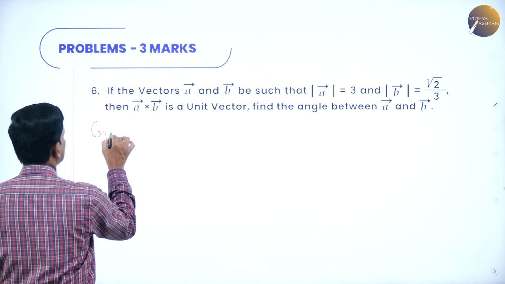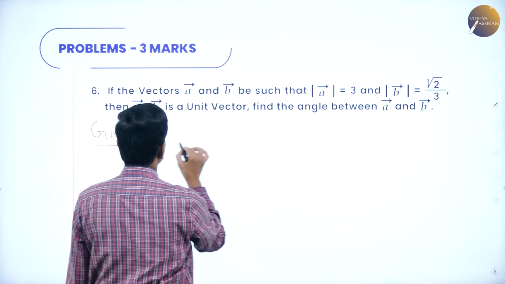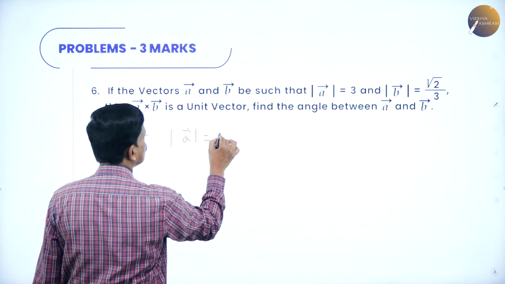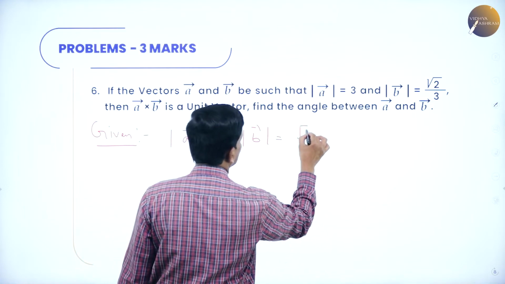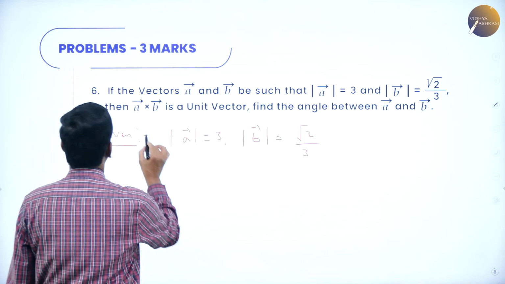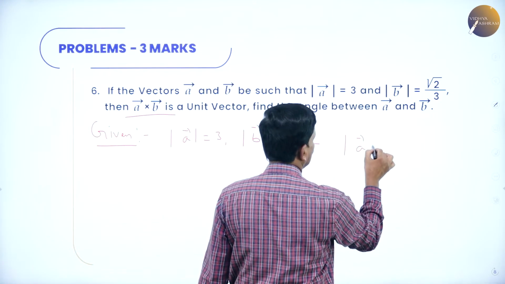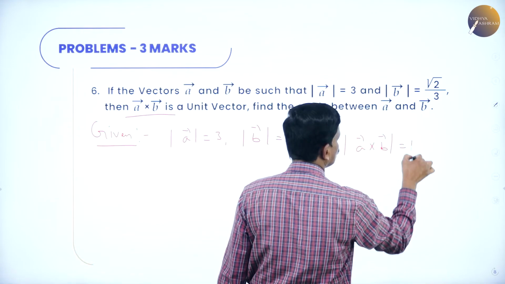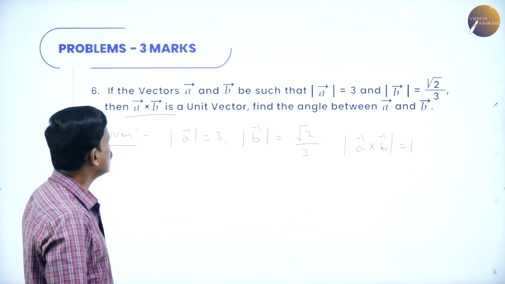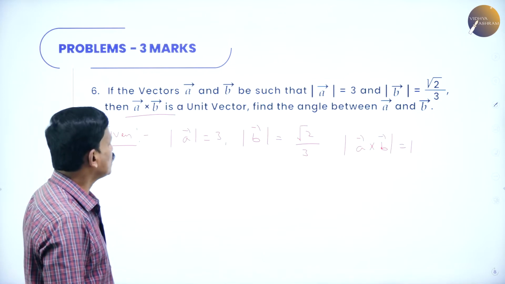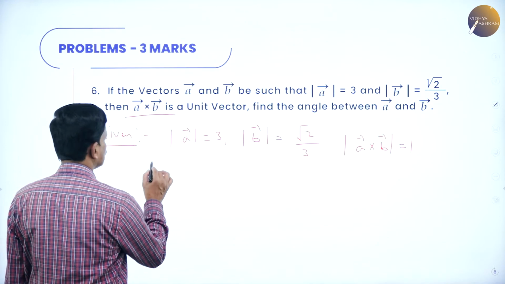Now what is given? For two vectors, the length of vector a is 3 and the length of vector b is equal to root 2 by 3, and a cross b is a unit vector. A cross b is a unit vector means the length of a cross b is equal to 1. Find the angle between the vectors.